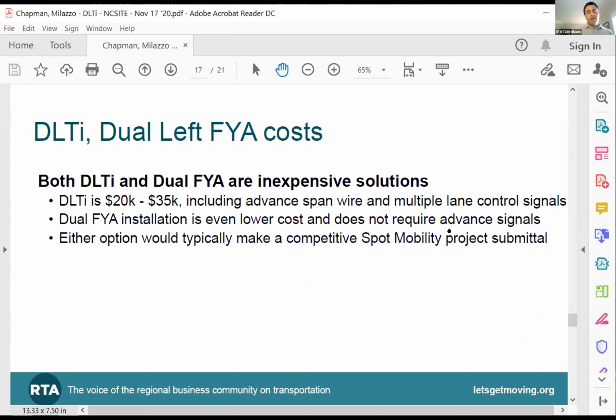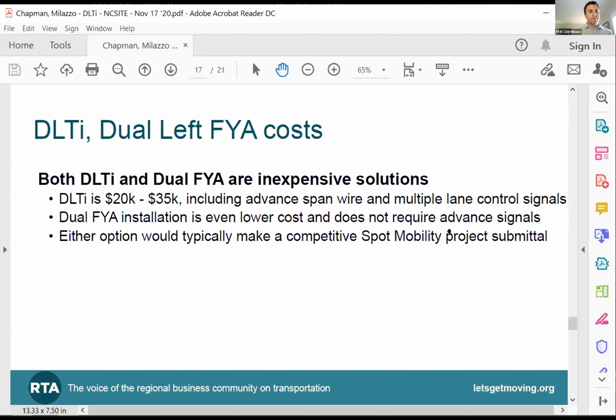To be clear, if you can do a dual flashing yellow arrow, if you can do that from a sight distance standpoint and operation standpoint, that's superior because you don't have any questions about which lanes you're using, and it's also a little lower cost since you don't have advanced signals. This is for the use case as I mentioned previously, but either option would typically make a very competitive spot mobility project submittal with the department.